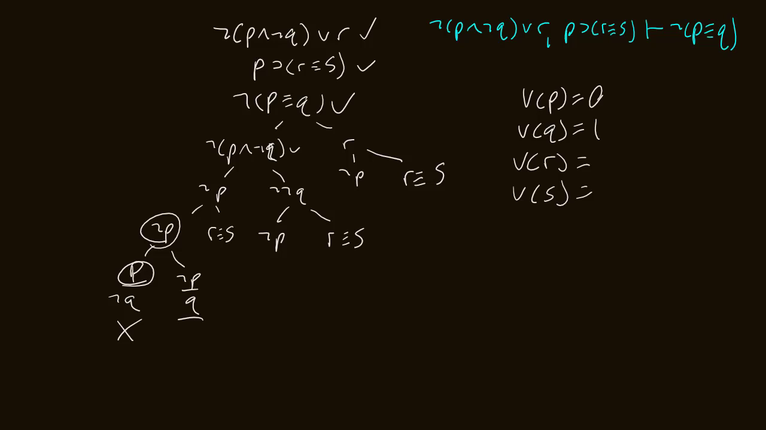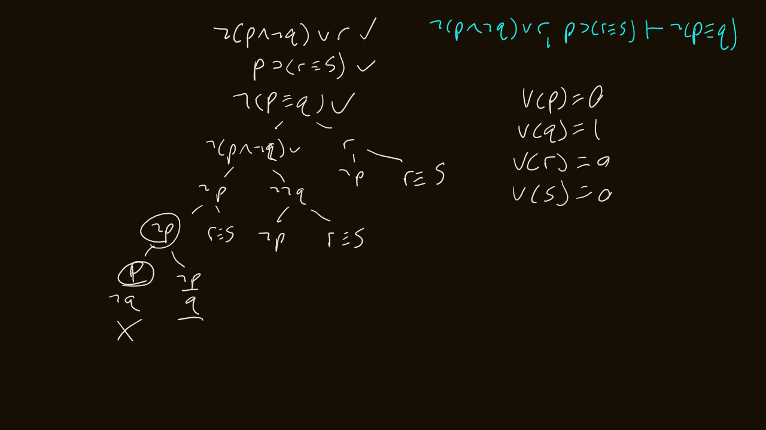So I can assign any valuation I want to R and S. I'll just give them zeros, because why not? Now, if you don't believe me, after I show you how to do this counter model, you can change the values of R and S, keep P and Q the same. You'll see that no matter what R and S are, the premises will always be true, and the conclusion will always be false. So let's draw this counter model.